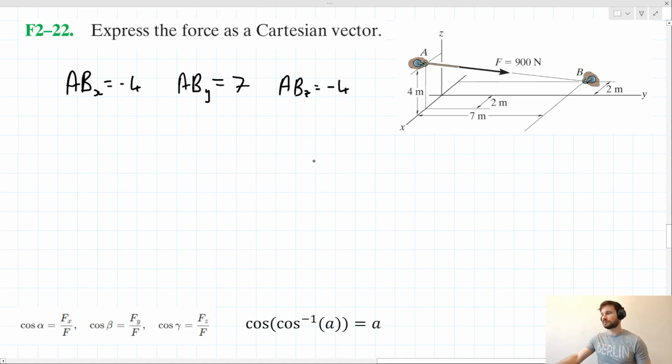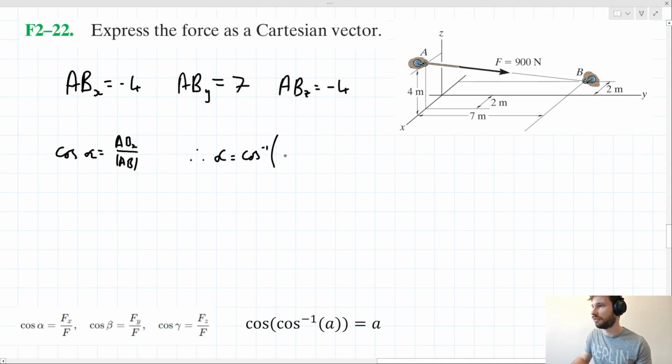Okay, we might want to then describe the direction of AB in terms of these coordinate direction angles here, alpha, beta, and gamma. So here we could say the cos of alpha is equal to AB x over AB, or at least the magnitude of AB. Therefore, alpha equals the inverse cos of minus 4 over, and we need the magnitude here. So let's calculate that.